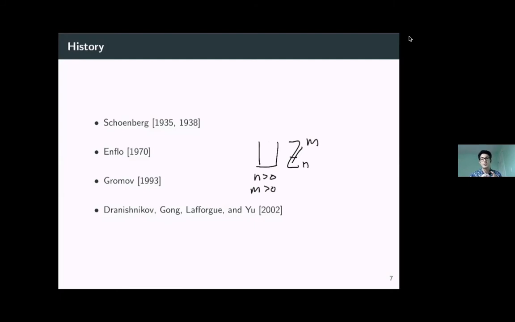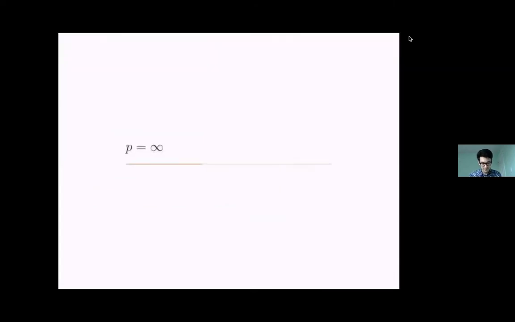It's not exactly well defined yet as a metric space, because I haven't told you the distance between different Z_n times Z_m when n and m are different. What the group at the bottom proved is that if the different Z_n times Z_m are sufficiently far apart, where sufficient is based on n and m, then it doesn't coarsely embed. So our first result is that when p equals infinity, so when you have the bottleneck distance, this does not coarsely embed into a Hilbert space.